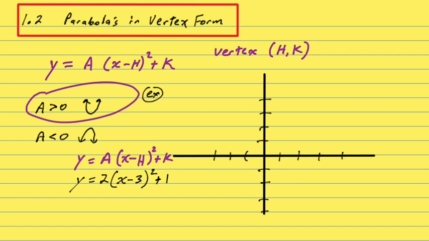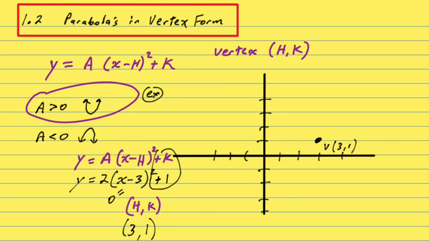Can anybody tell me what h is? Be careful because the negative is in the equation. I always think, what makes this 0? So that would be 3, right? H is 3. What's k? 1. So 3, 1 is where the vertex is. And it's going to open upward.